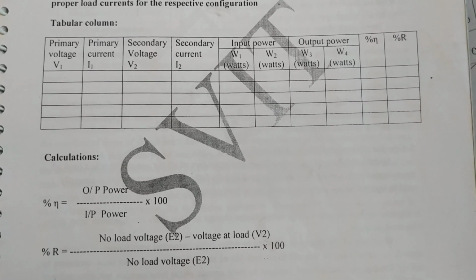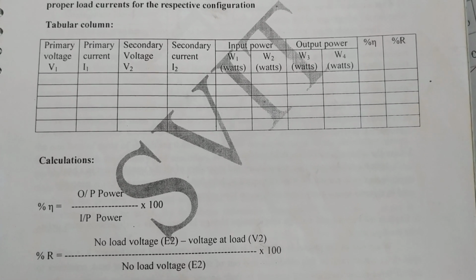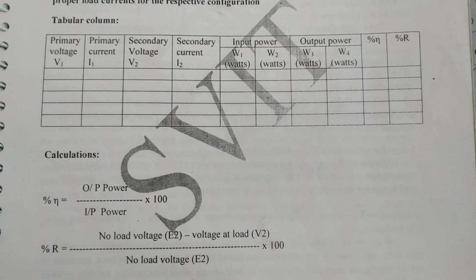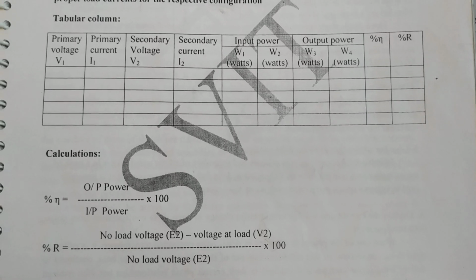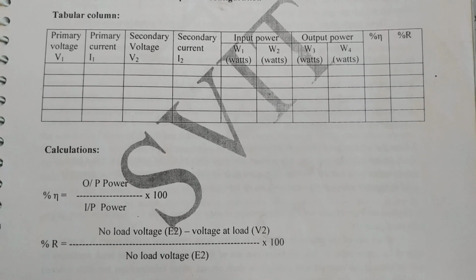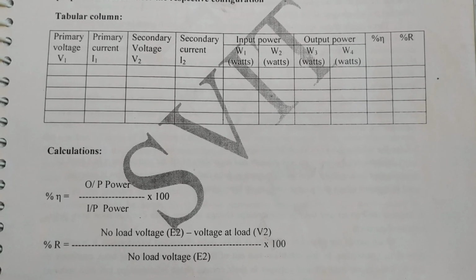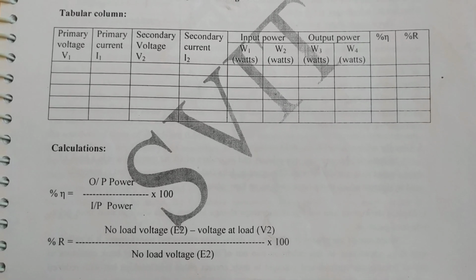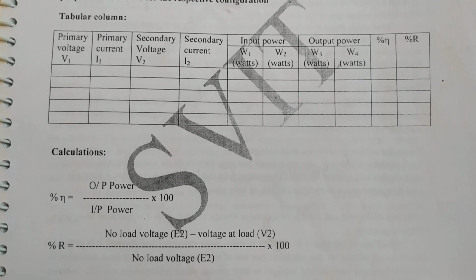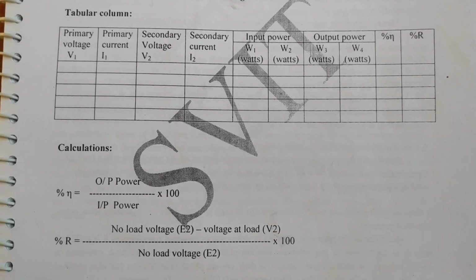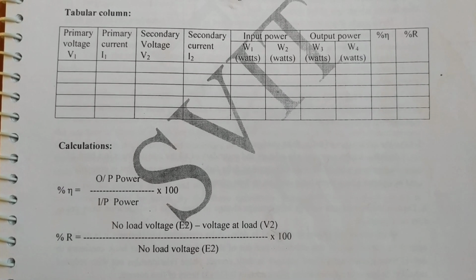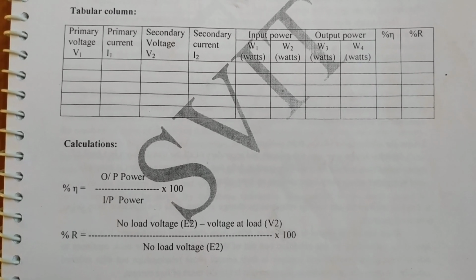So coming to the calculation part, here we will have to calculate efficiency and regulation. Formula for efficiency is output power by input power into 100. Regulation, no load voltage minus full load voltage divided by no load voltage into 100. So output power is nothing but W3 plus W4. Input power W1 plus W2, taking into account the wattmeter constants. So that will give us the efficiency. Similarly, we calculate the regulation.